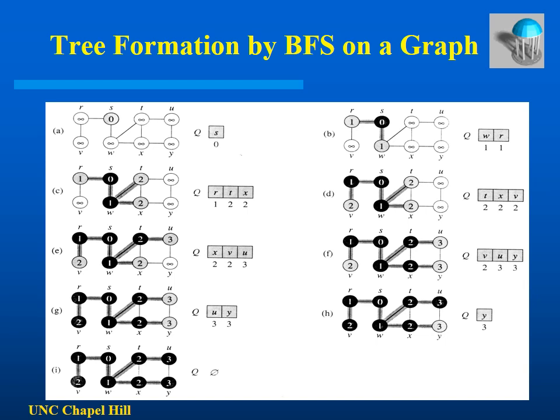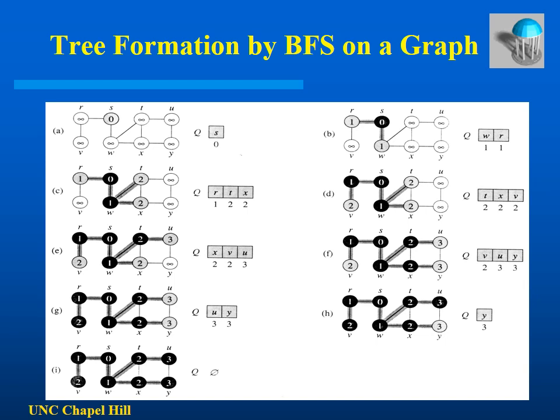So after R, which remains on the Q, we've put T and then X. We also examined the connection from W to S, but S was not undiscovered. In fact, it was complete. So we do not put that on the Q. We did not deal with S further.